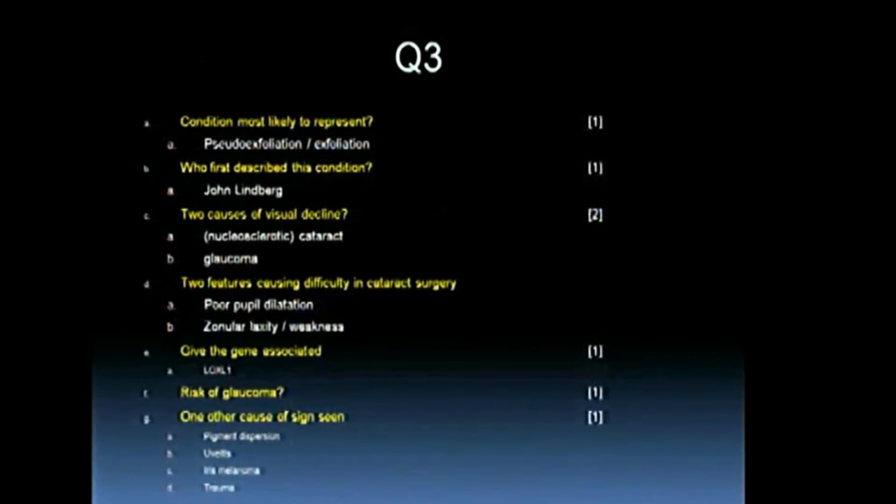Two causes of visual decline in these patients: glaucoma, and they're more prone to get nucleosclerotic cataract. So we know from the Blue Mountains study and large epidemiological studies that the incidence of nucleosclerotic cataract in age-matched people with pseudoexfoliation is almost twice as high. Cataract surgery is difficult because the pupil doesn't dilate and because of zonular laxity. And you could have put sticky cortex. There's some speculation that the cortex might be more sticky in exfoliation, so I'd accept that as well.